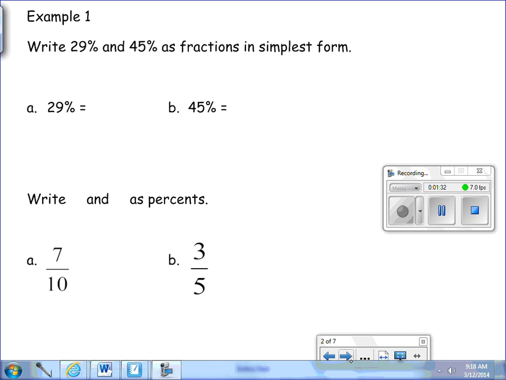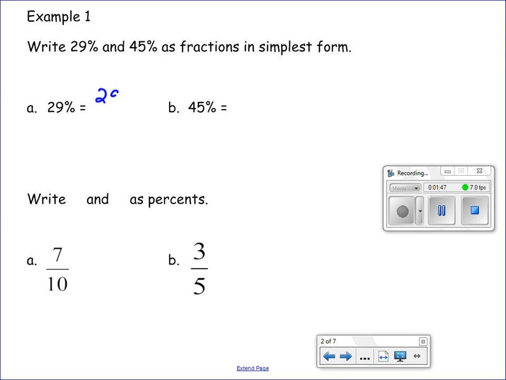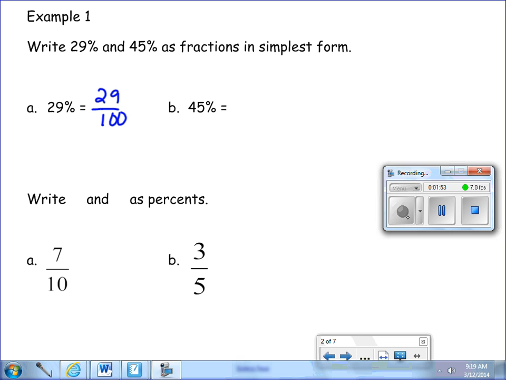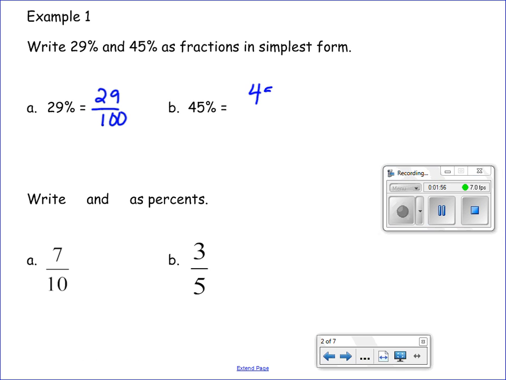Okay, so in our example, we are asked to write 29% and 45% as fractions in simplest form. Again, since percent means out of 100, we're going to take 29 and put it over 100. And if that is in simplest form, that is your final answer. So in B, 45%, we would put 45 over 100, which our final answer would be 9 over 20.